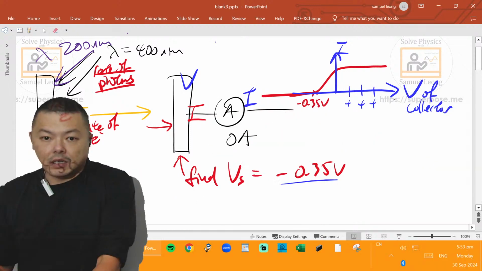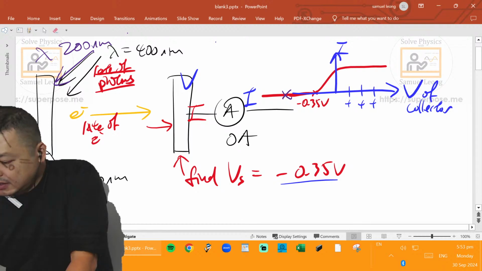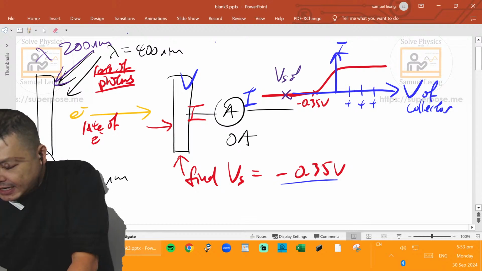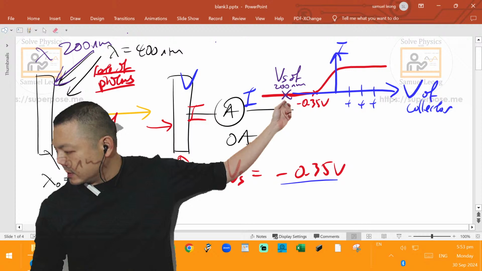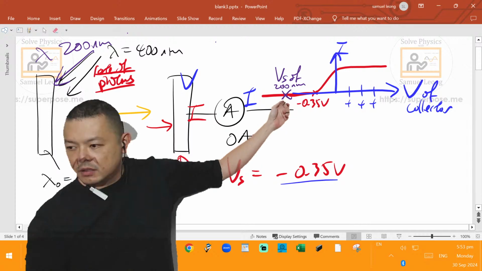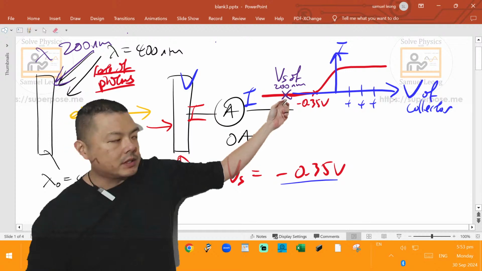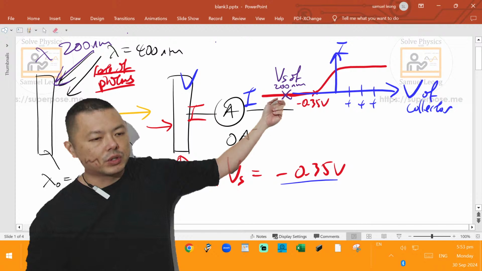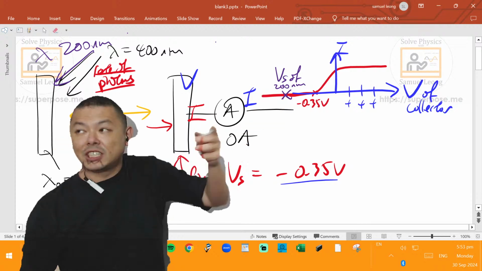Right? The stopping potential will be more negative. The stopping potential here, Vs of the 200 nanometer light, will be the stopping potential of the 200 nanometer light. Are we clear on this? So the color of the light, the frequency of the light, what does it affect? It affects your stopping potential. That means I change the light.